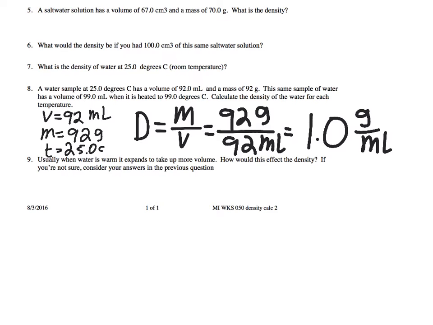Okay, so that's at room temperature, but what happens when you heat the same sample of water up to 99 degrees Celsius? Well, the amount of water doesn't really change. In other words, it's still going to be 92 grams, and I'm quickly running out of space, so I'm going to just do my calculations down here at number 9.